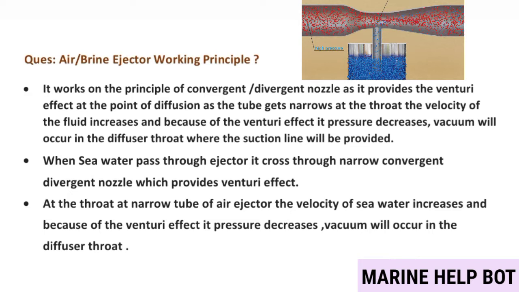When the seawater passes through the ejector, it crosses through a narrow convergent divergent nozzle which provides the Venturi effect. At the throat, a narrow tube of the air ejector, the velocity of seawater increases, and because of the Venturi effect, its pressure decreases. Because of this pressure drop, vacuum will occur in the diffuser throat. Now I will attach one video with which I will explain how this process takes place.